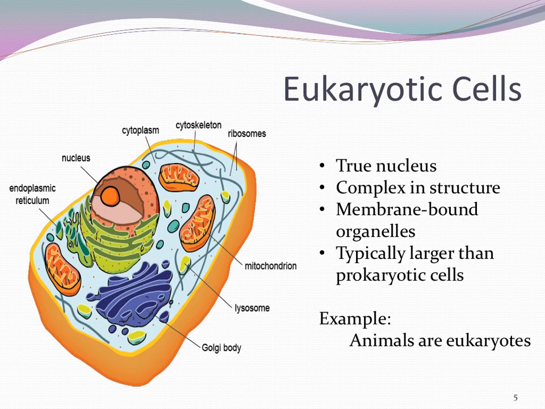Eukaryotic cells are much more complex. They have a true nucleus. Their DNA is contained within that structure called the nuclear envelope. They are complex in structure. They have membrane-bound organelles such as chloroplasts or mitochondria. They're typically larger than prokaryotic cells, but again, not always. An example would be animal cells.